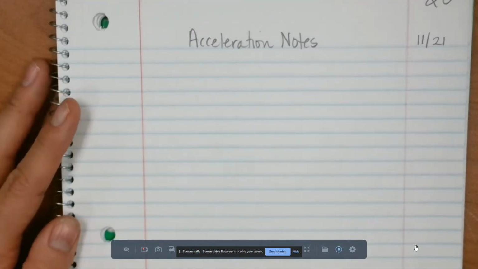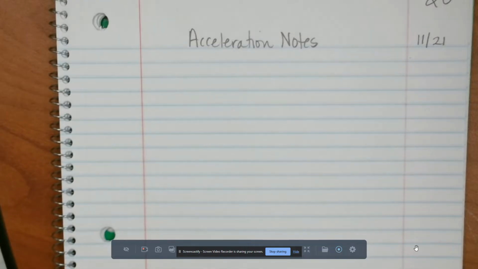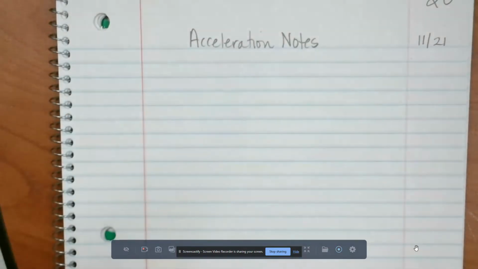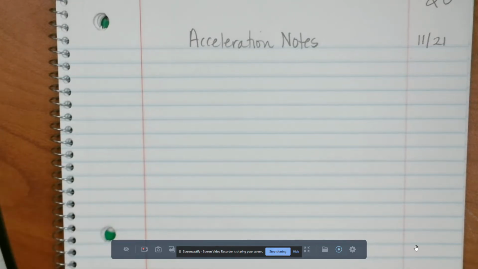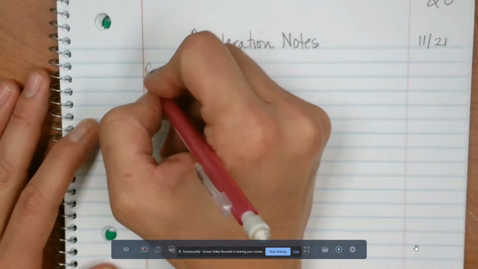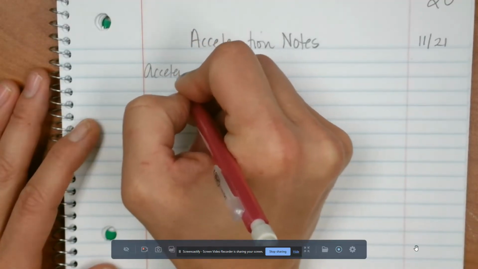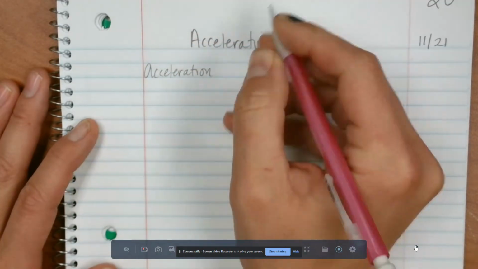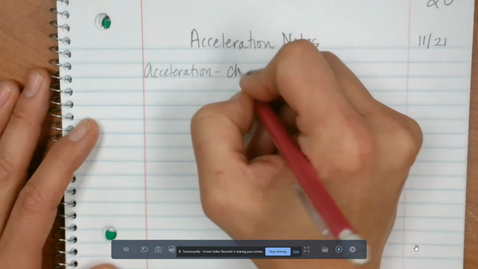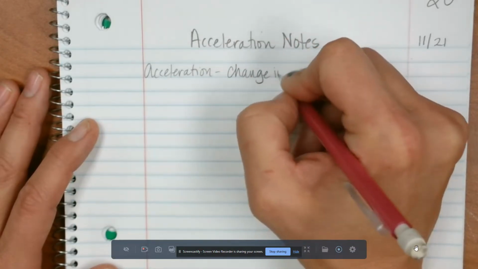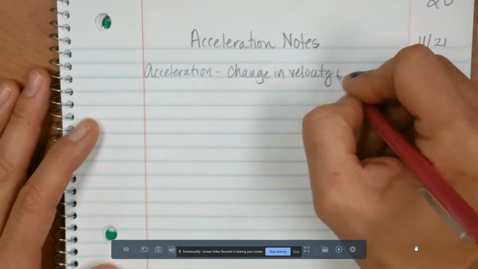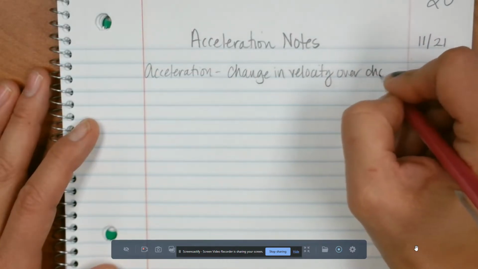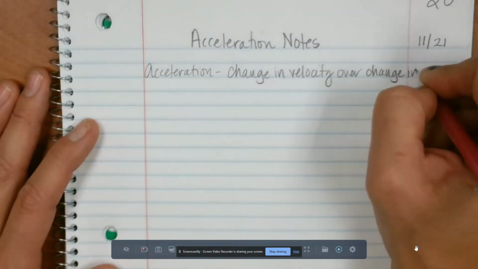All right, so for the acceleration notes, I'm going to start with the definition like we always do, and then we're going to talk about the equation and variables, and then we're going to go ahead and do some examples. So acceleration is the change in velocity over change in time.